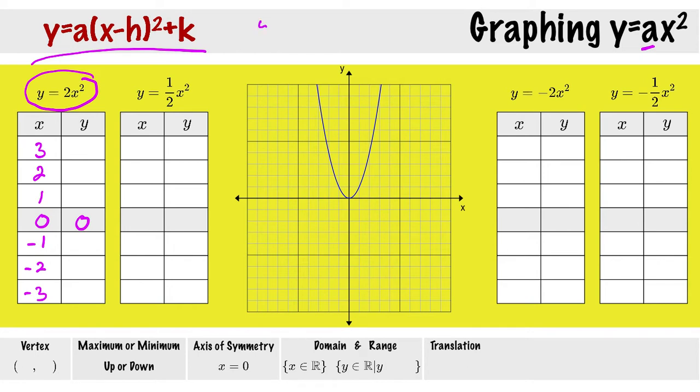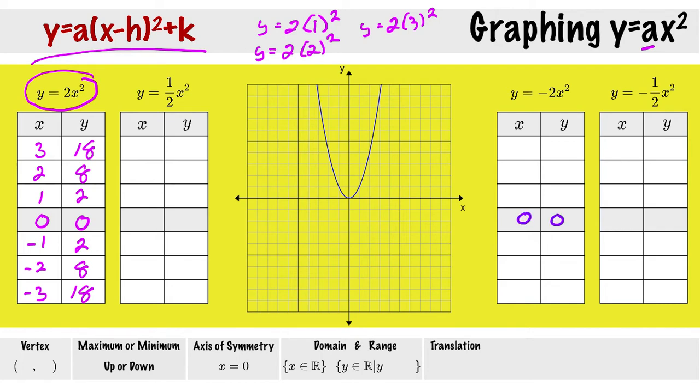Subbing in 1 results in 1 squared is 1, 2 times 1 is 2. Subbing in 2, 2 squared is 4, 2 times 4 is 8. And subbing in 3, 3 squared is 9, 2 times 9 is 18. You know from our previous examples that the numbers on the negative side, because of the nature of squaring a number, result in the same values. On the negative side, I hope you remember that all that is different is that the values now become negative for y.